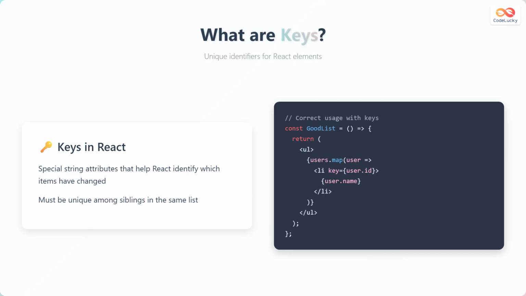Look at the code on the right for an example of how to use keys properly. In the GoodList component, we're using the user.id as the key for each list item. This allows React to efficiently update and re-render the list when the data changes.